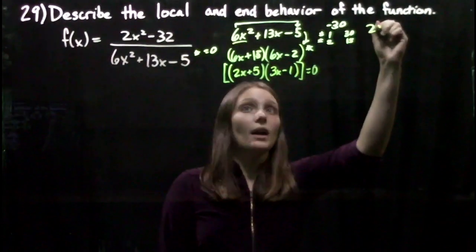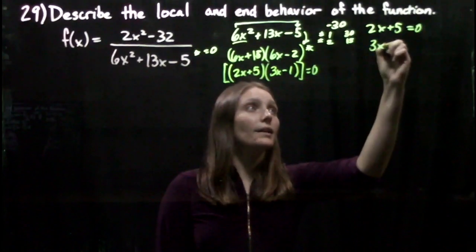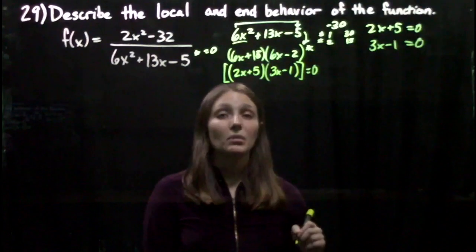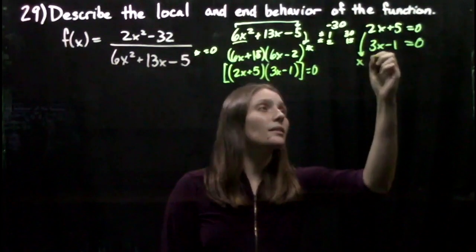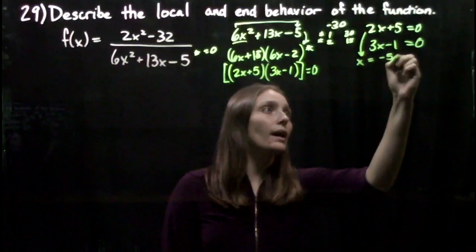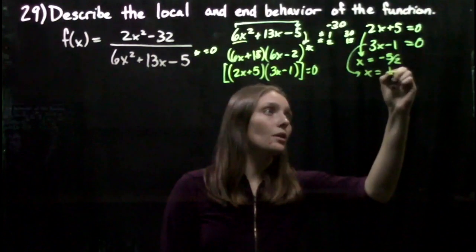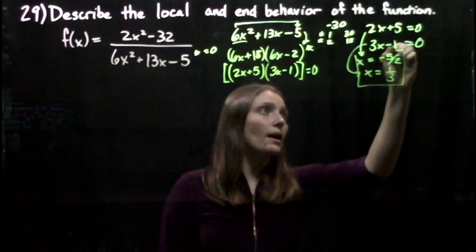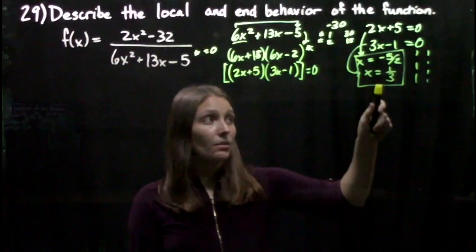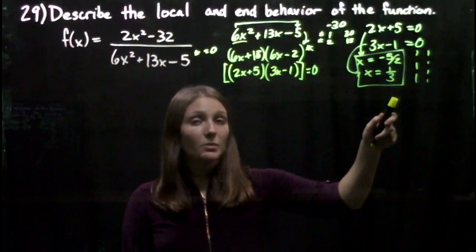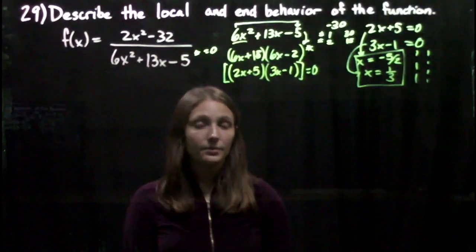So we see we've got 2x plus 5 can be equal to 0, or we have 3x minus 1 can be equal to 0. So from this one we have that x can be equal to negative 5/2, or we have that x is equal to 1/3. Now these are the spots where we will have vertical asymptotes on our graph, because that's where the function is undefined, which means it either approaches positive infinity or negative infinity when x gets to that place.